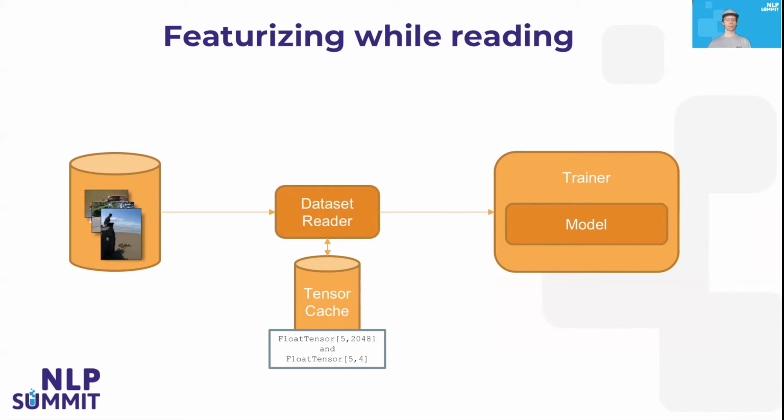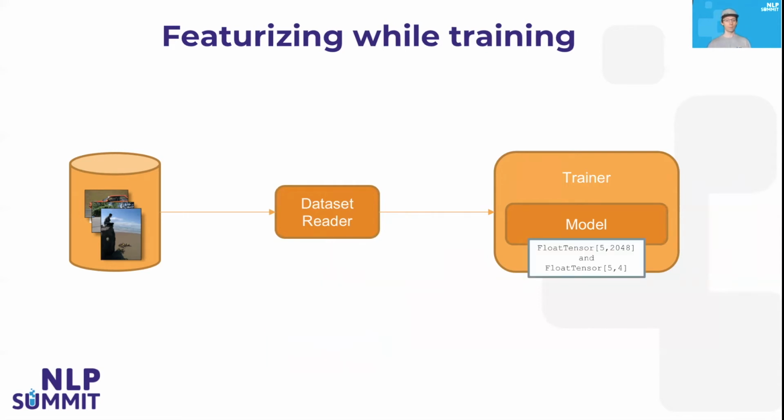This cache works across processes, even with multiple processes at the same time, so we can use it in a distributed setting or with multiple training runs simultaneously. This cache is not specific to image tensors. It could be used for anything, so if you want to steal it for your own project, go ahead. So that's it for featurizing while reading.